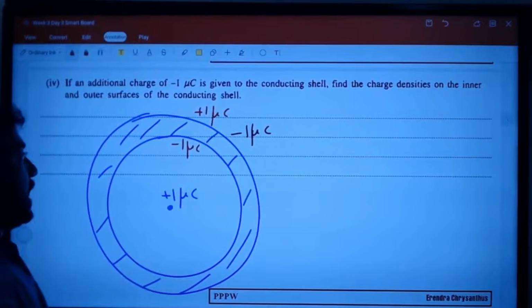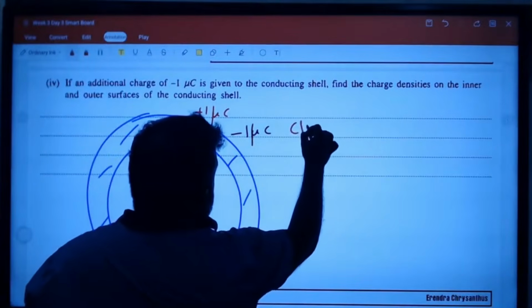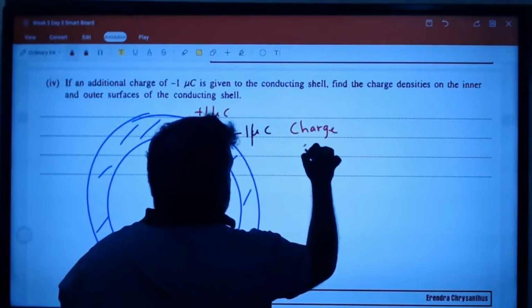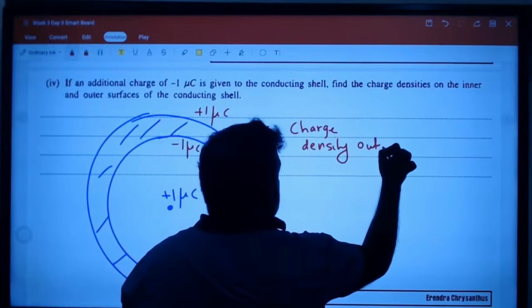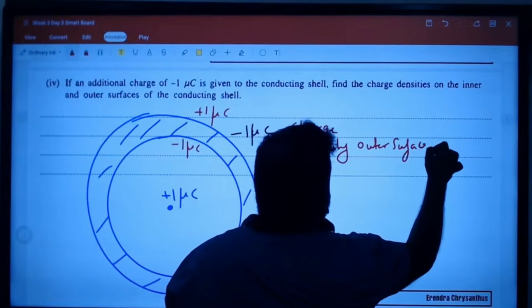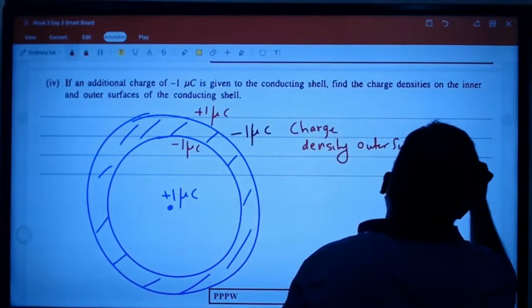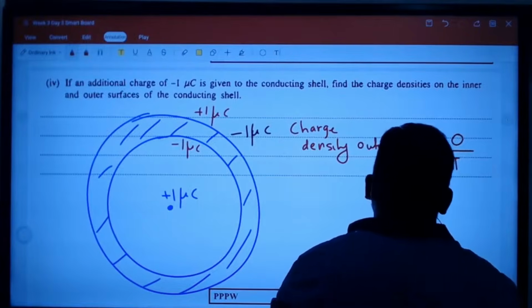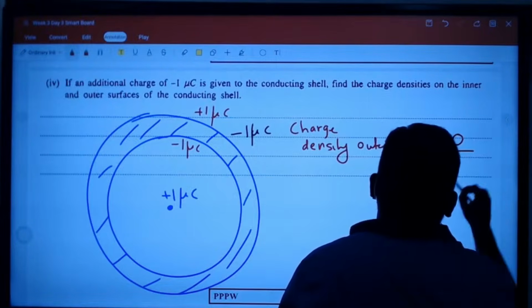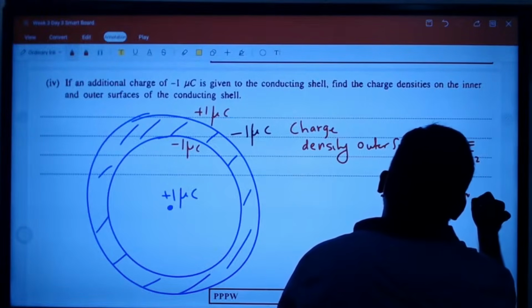What are they asking? Charge densities. Plus and minus cancel out. Charge density on the outer surface: the total sum of charges is 0, divided by 4 pi times the radius there. The charge density is 0 coulombs per meter square.